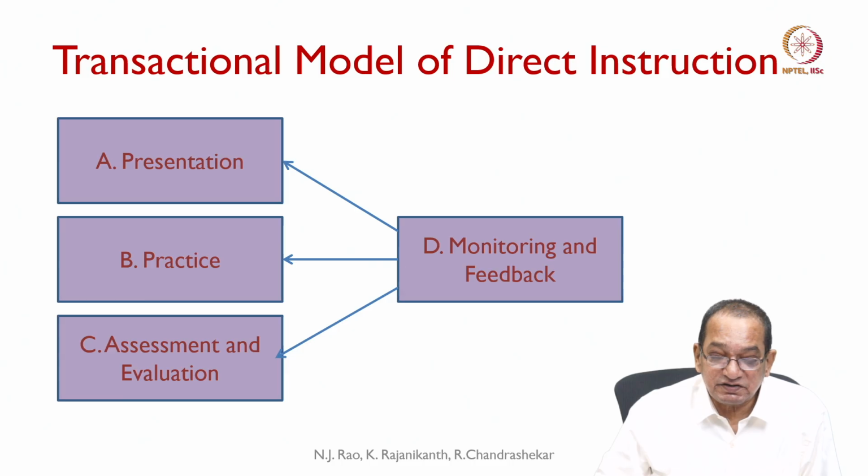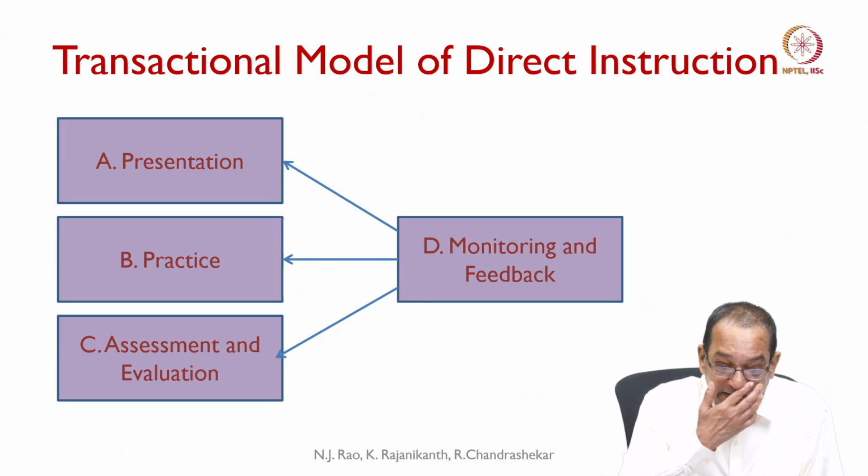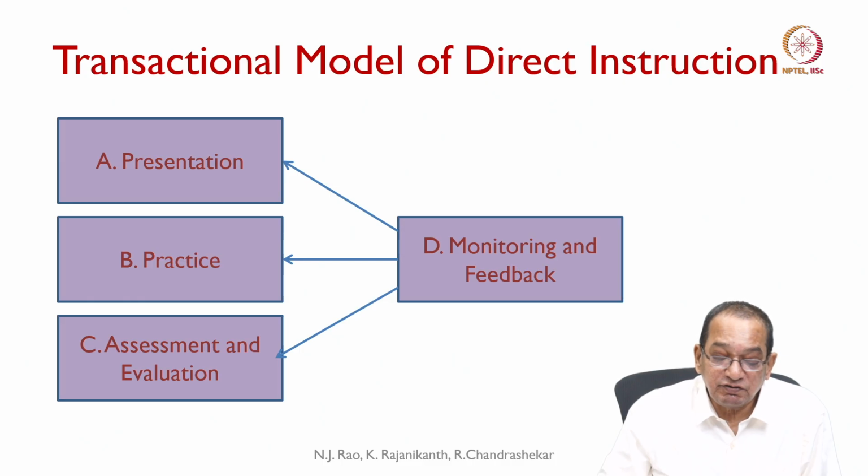It's called the transactional model. Basically, there are four phases. If you see, phase A, presentation; phase B, practice; phase C, assessment and evaluation. And there is a phase which keeps interacting with all the other phases. That's why the arrows go to all the three phases. That is phase D, which is monitoring and feedback. It's not a phase which comes at the end. It interacts with all the phases.